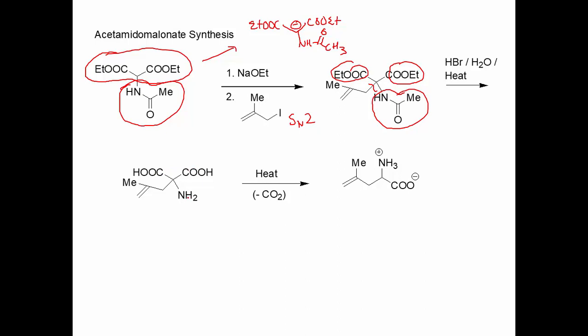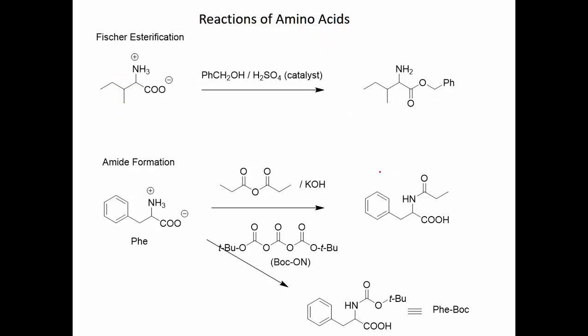I'm just drawing it here without doing the proton transfer, but once you heat this, you're going to lose one of the carbon dioxides, just like you did in the malonic ester synthesis, and this is going to produce the alpha amino acid right here. So this overall process is known as the acetamidomalonate synthesis.